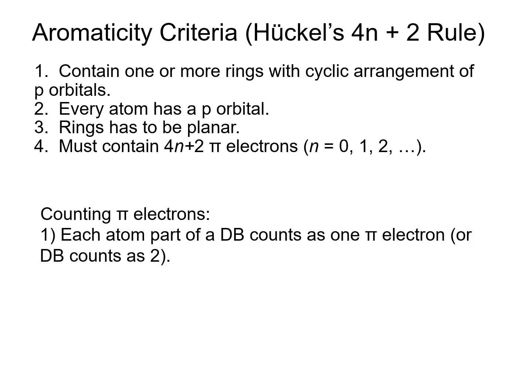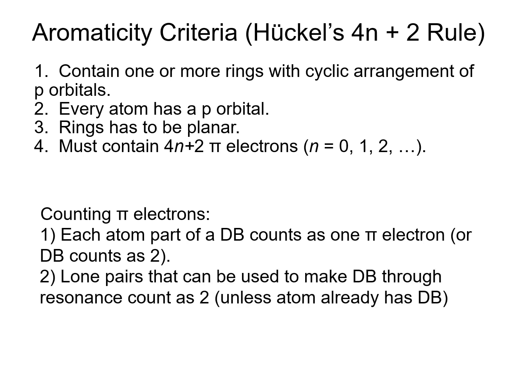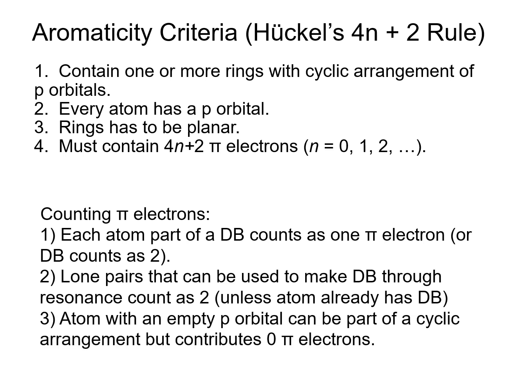In order to count pi electrons, we're going to be counting our double bond as 2 electrons, or you can count each atom as having 1 pi electron. If you have lone pairs on atoms that you can use via resonance to make a double bond, those will count towards our ring. The only exception here is unless the atom already is participating in a double bond. Look at it this way: how many possible p orbitals can it have if you think about the atom's hybridization? And then the last part is, it is possible for an atom to have an empty p orbital that is part of the cyclic system, and if it's empty, that means it's contributing 0 pi electrons.